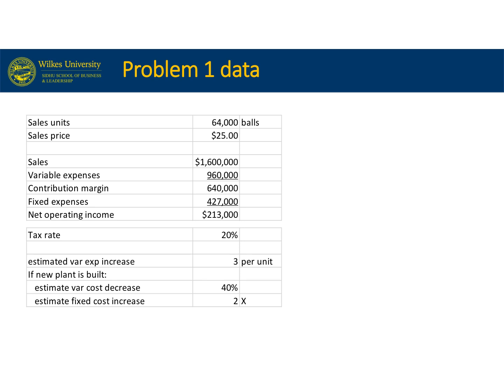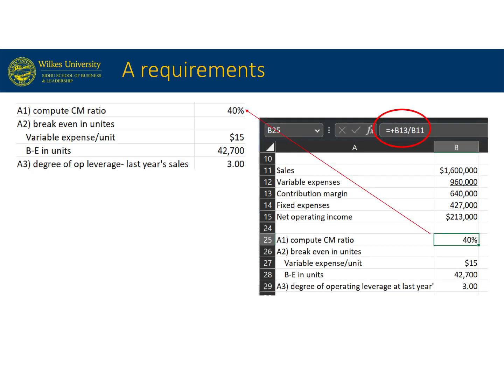Since it makes sense to keep all the initial data together, please put it directly under the problem data. That way it will be easier to find when we need it later. There are several things we will do with the data, but we're going to start simple. The first thing we will do is called Part A, or compute the contribution margin ratio, the break-even point in units, and the degree of operating leverage for last year.